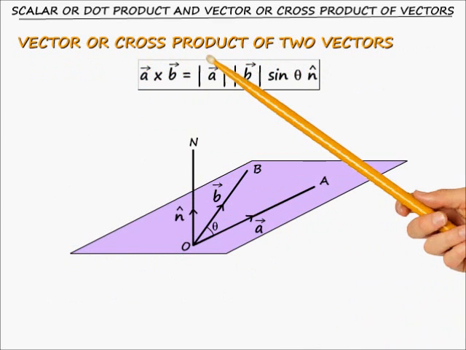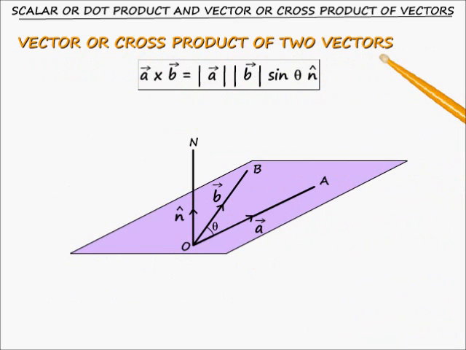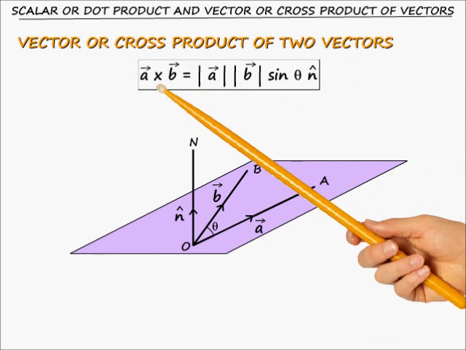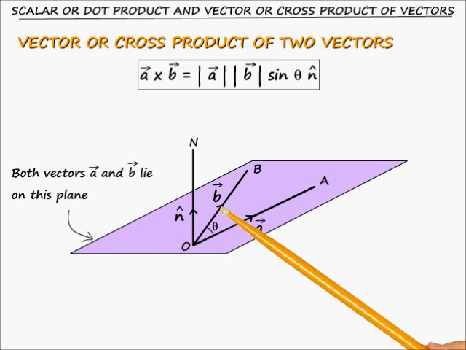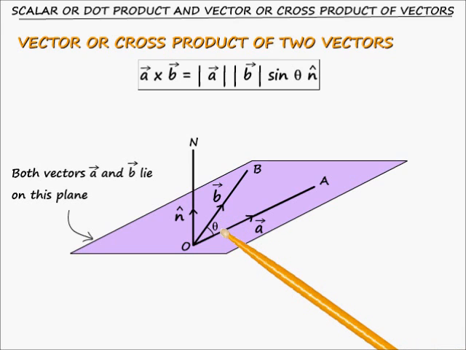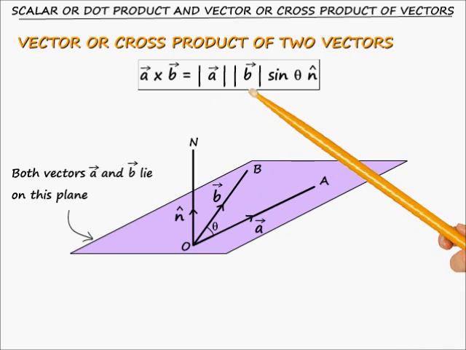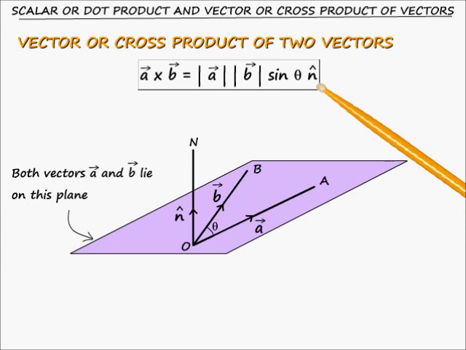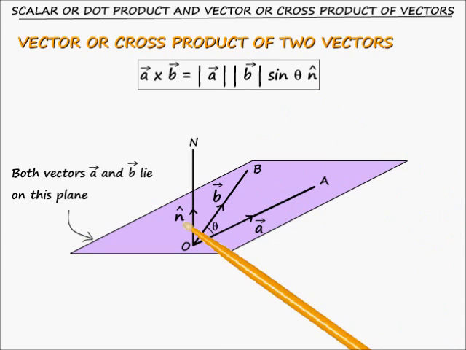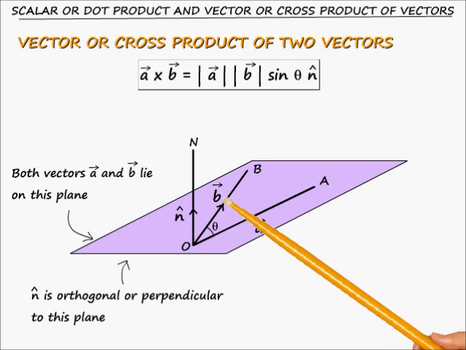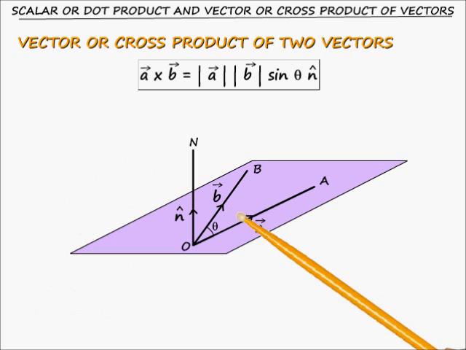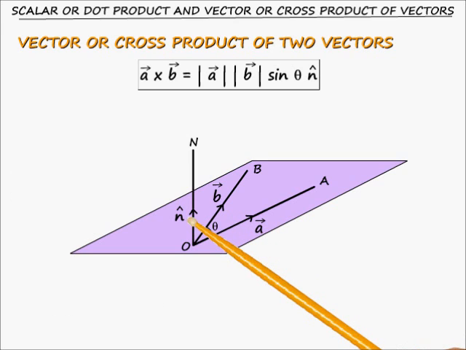Vector product or cross product of two vectors. In vector or cross product, we write a cross in between the two vectors that are multiplied. As we all know by now, two vectors A and B are coplanar, and let the angle between them be theta. The cross product of the two vectors is equal to mod A into mod B into sine theta into n cap, a unit vector, such that n cap is orthogonal or perpendicular to both vectors A and B in such a manner that vectors A, B and n cap form a right-handed system.